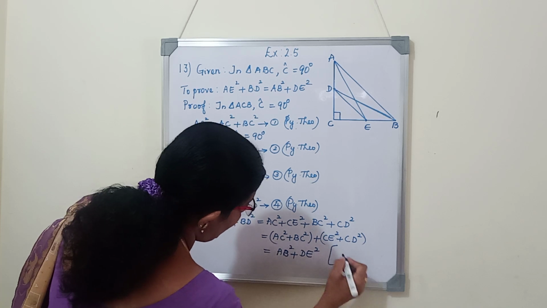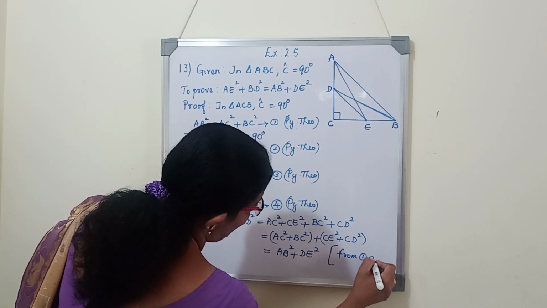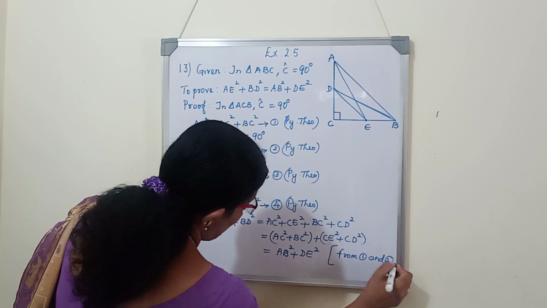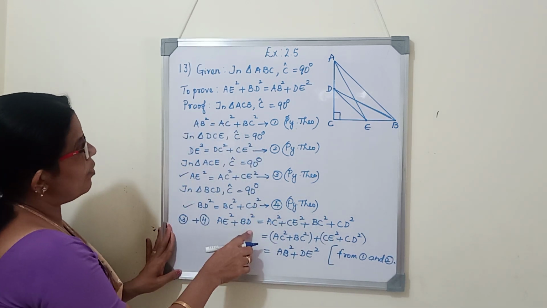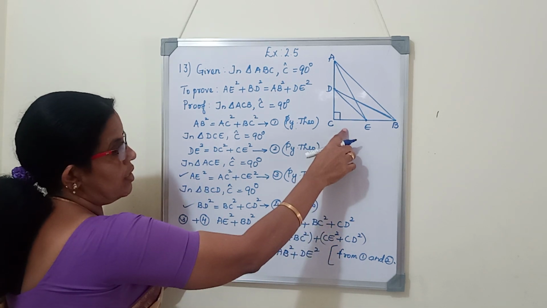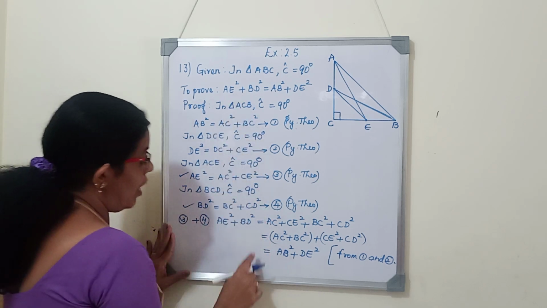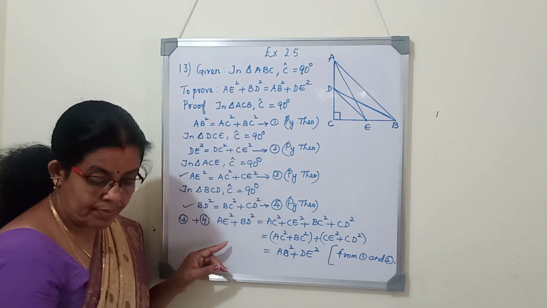So here we can write from equations 1 and 2. Therefore, we proved that AE square plus BD square equals AB square plus D square. So in this question, 4 times we have to apply Pythagoras theorem. According to the proof, we can apply the values.